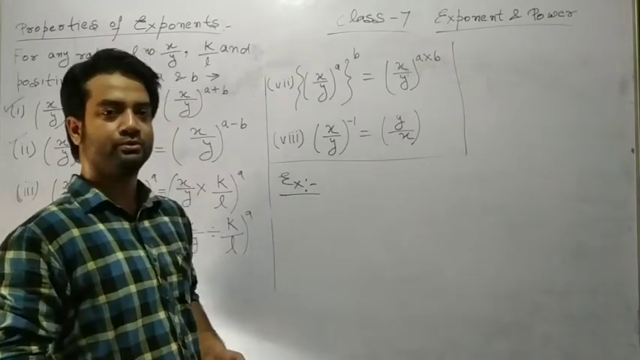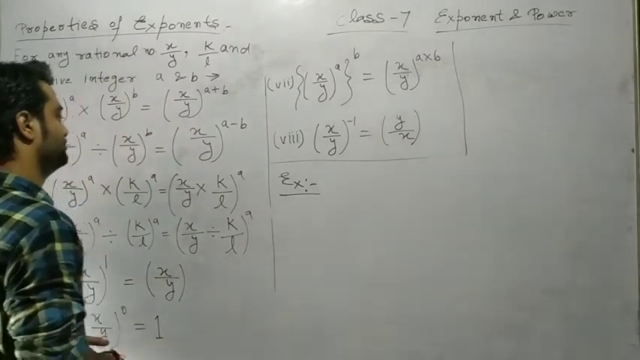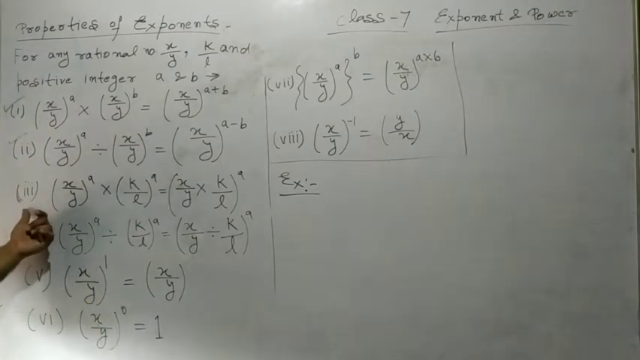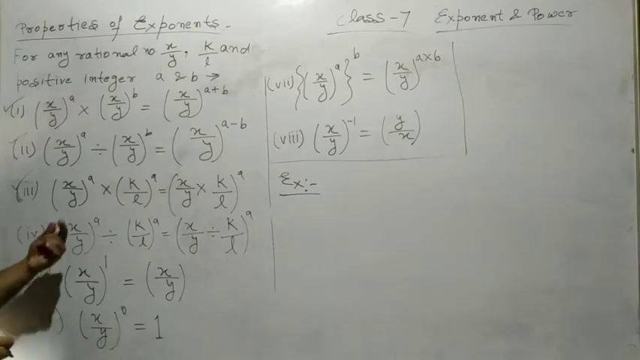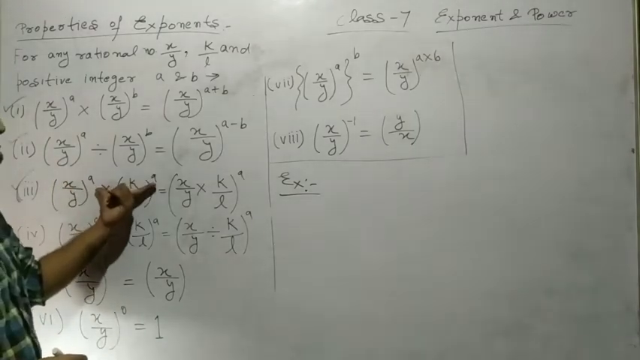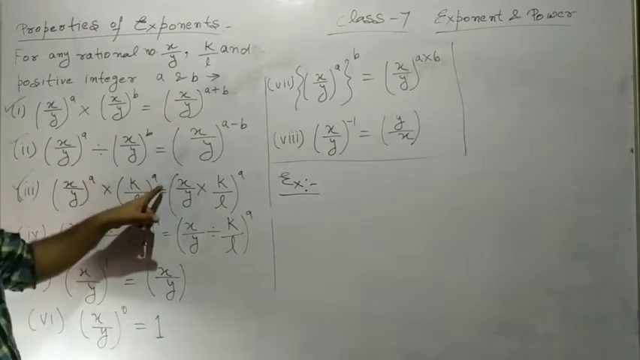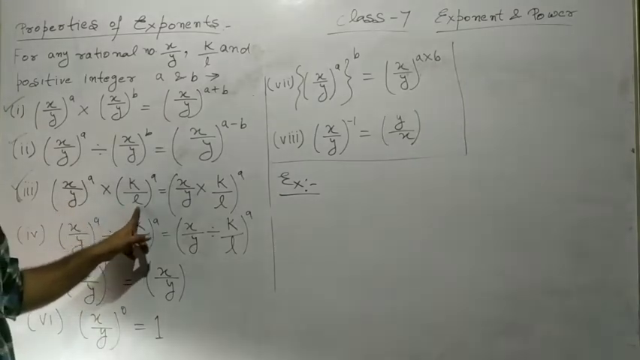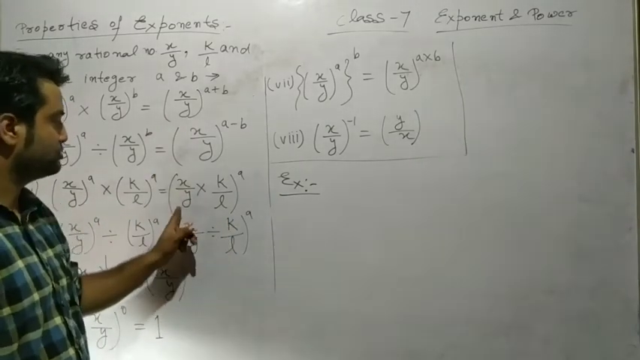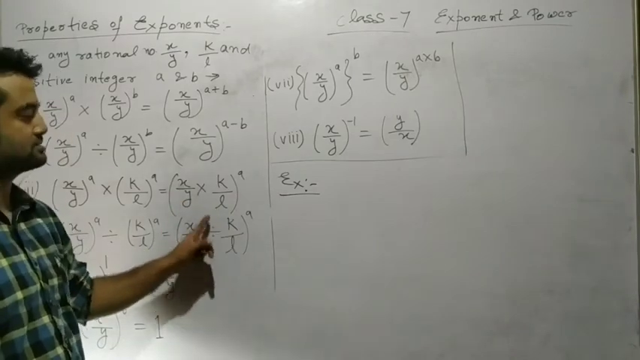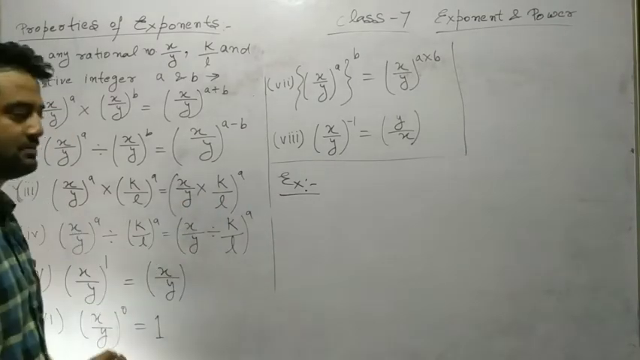Hope you have understood the first two properties. Now let's come to the third property. The third property is saying that if two numbers have the same exponent but the bases are different, then the result is the multiplication of the numbers raised to the same exponent.